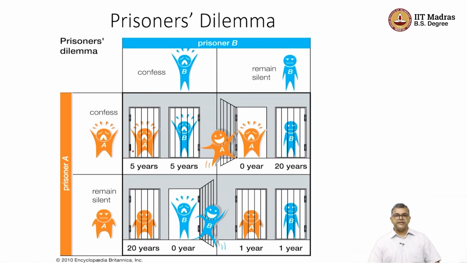And we have already seen the way to represent it. So, this is a representation of the prisoner's dilemma done by Encyclopedia Britannica, which used to be a very famous encyclopedia before Wikipedia and Microsoft Encarta came into the picture.